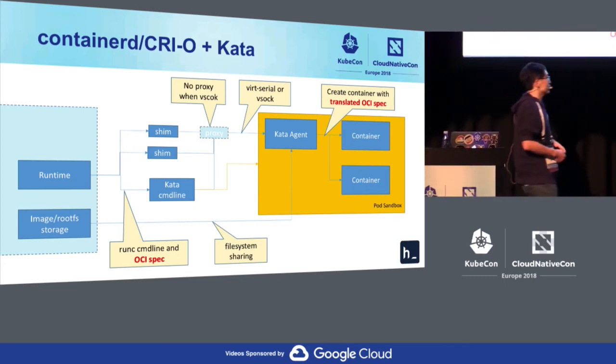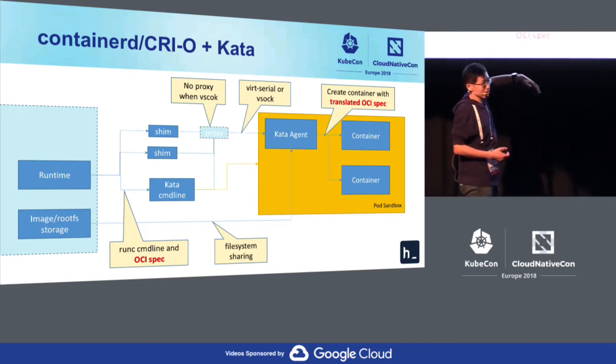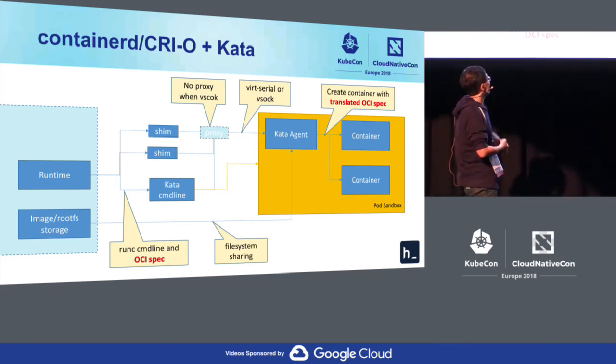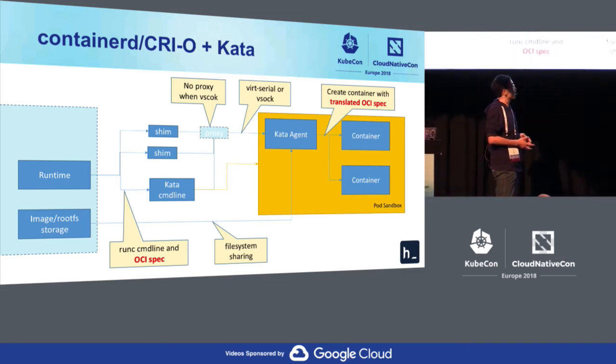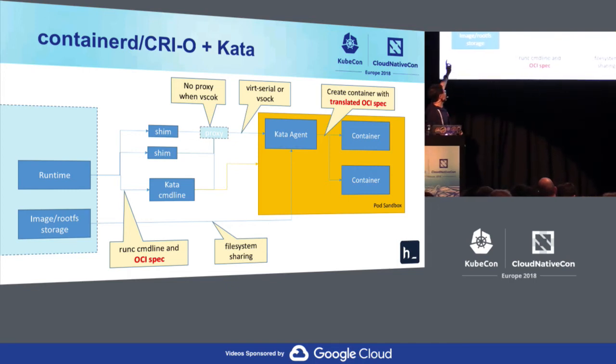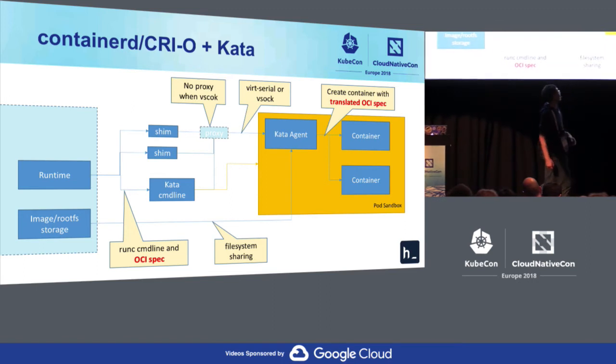create the pod sandbox. For the pod sandbox, they don't actually need an image. It just launches a VM with the Kata agent inside and a kernel inside, and the Kata agent will communicate with the outside. The runtime will launch the container through the interface to the Kata agent with the translated OCI spec to create the containers inside.